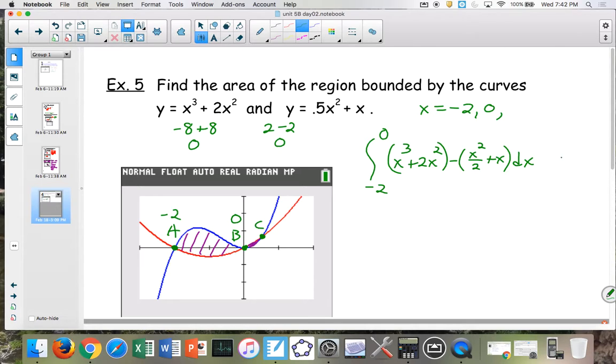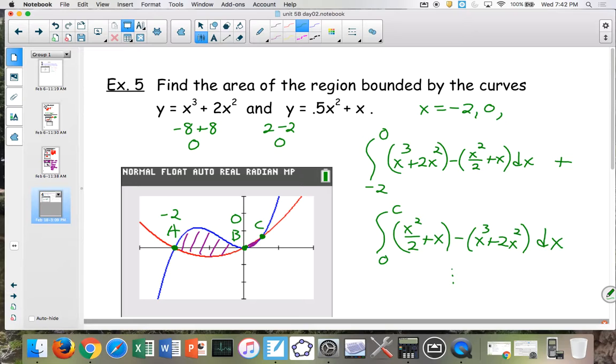And then plus the integral from 0 to whatever the value of C is. Looks like maybe a half, of the red function, which is on top this time, minus the blue. And I'll leave the calculations to you.